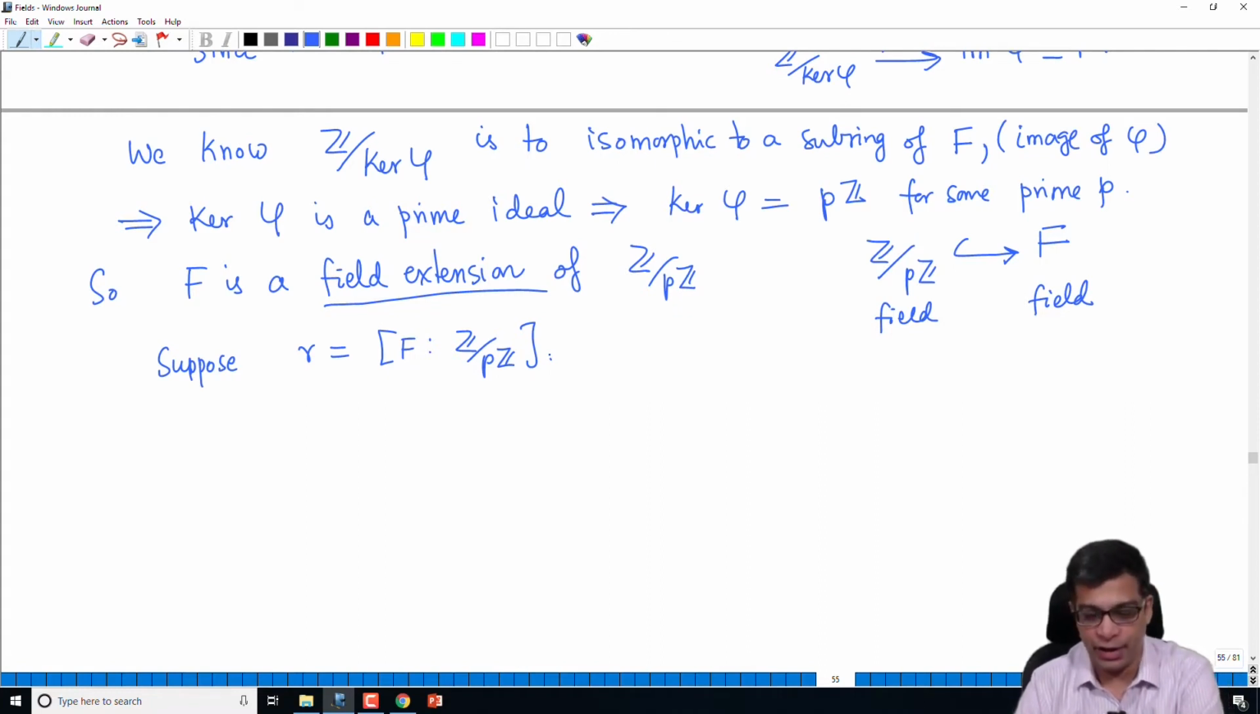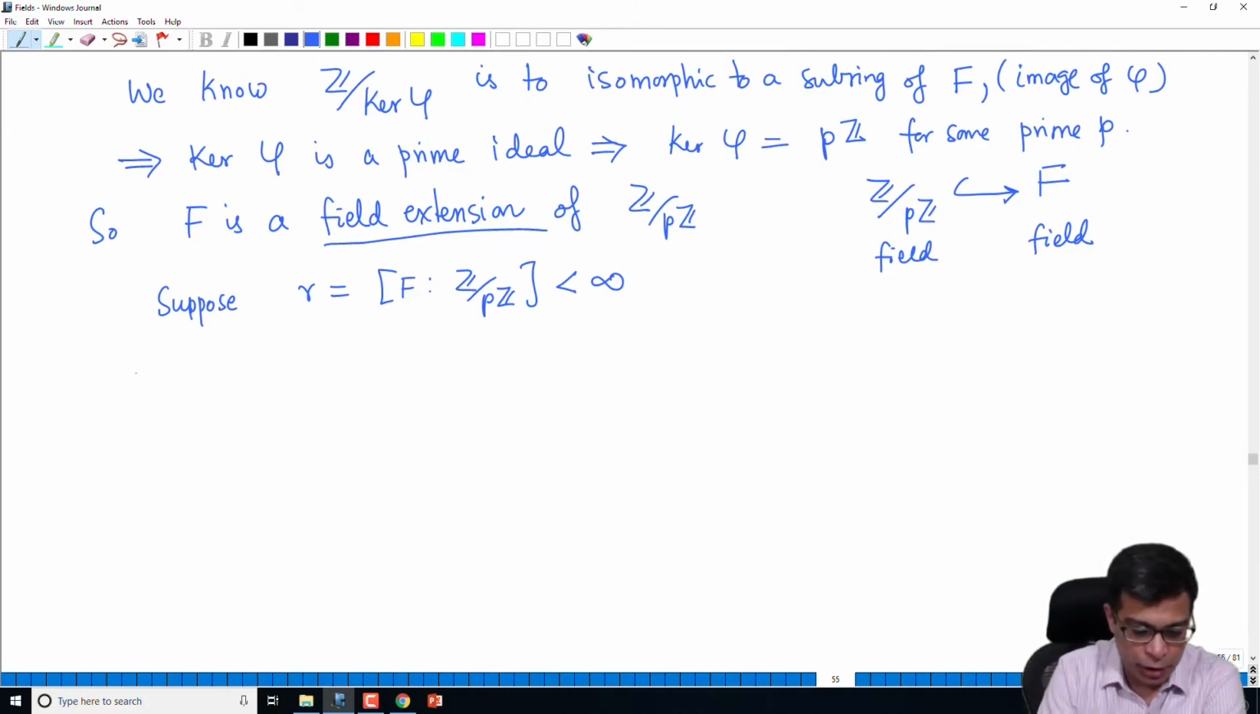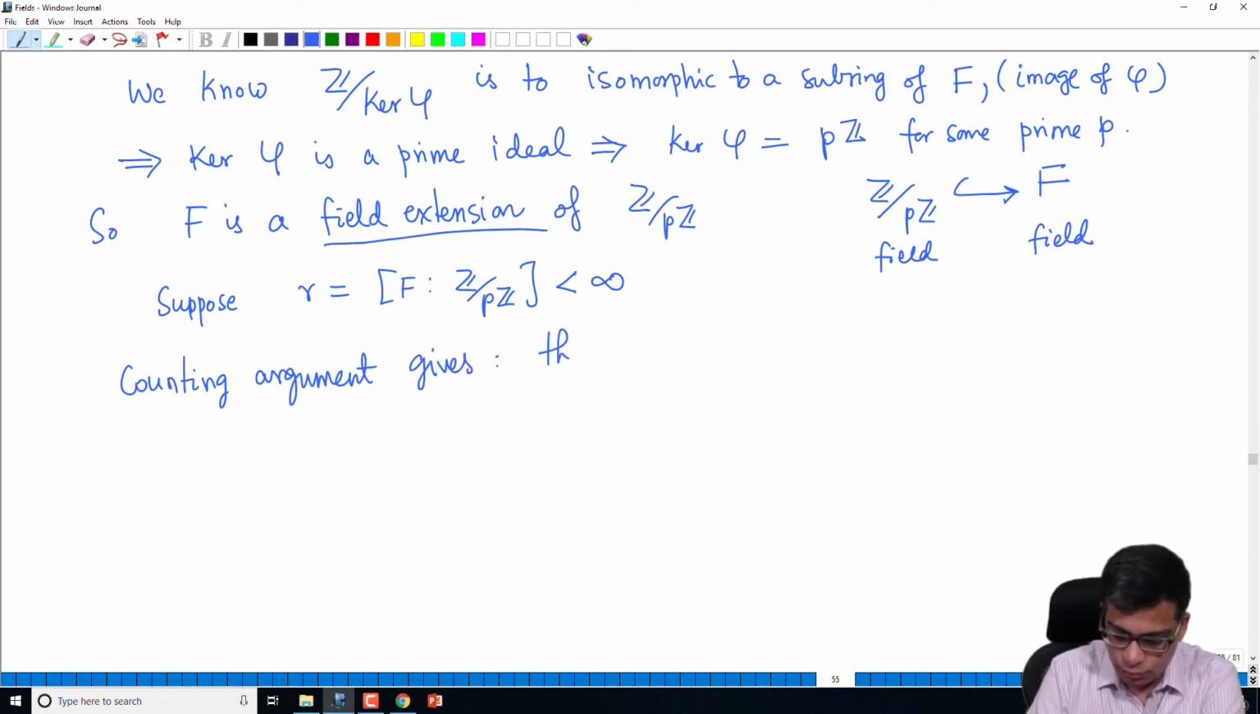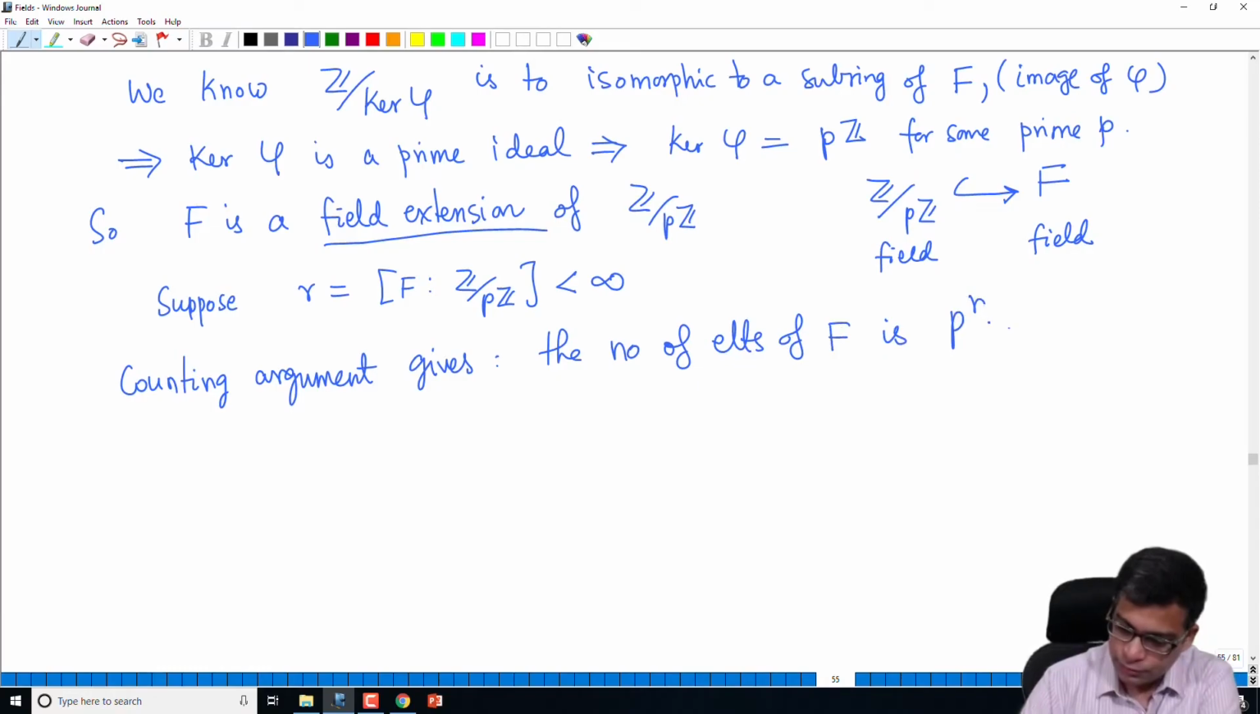Because F is a finite field, the degree of the field extension cannot be infinite, right? This is simply the dimension of F as a Z mod pZ vector space. It certainly cannot be infinite because F itself is finite. So there is certainly a basis containing finitely many elements. So this is finite. Now this is a simple counting formula. Counting argument shows that the number of elements of F is p power r, as claimed.